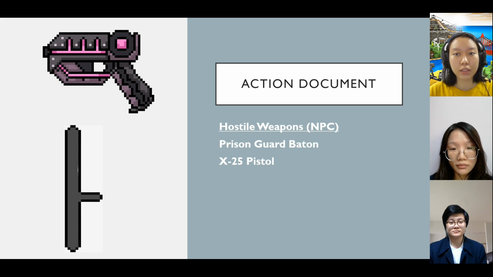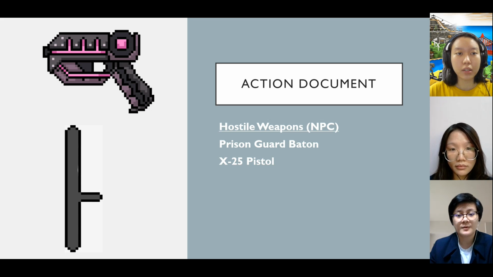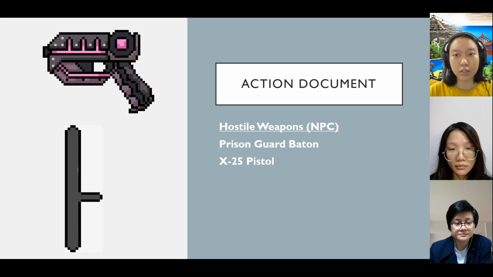And for the X25 pistol, this weapon is for the little demons I mentioned just now. Like I said, they look timid and small, but their weapons are actually very dangerous and harmful to the players. The bullets in this pistol are made of human souls for a more powerful shot. If the players are not careful, they might lose a bunch of health.